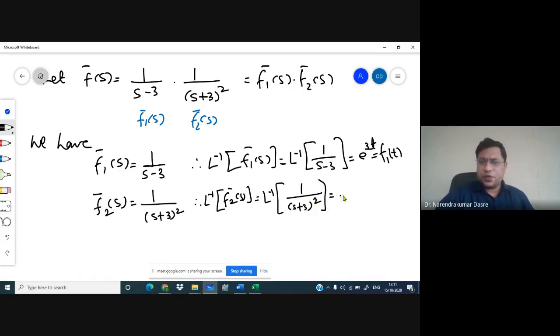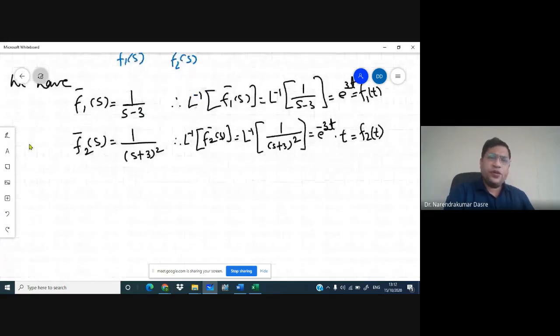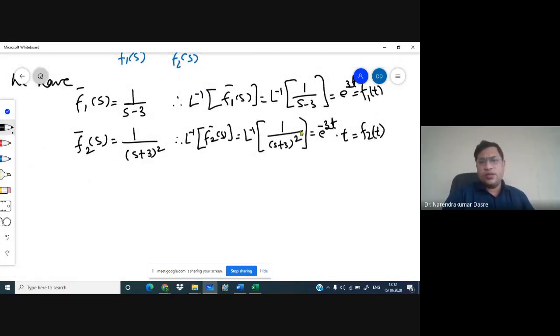First we have to use the shifting property. So this is e raised to minus 3t because we have plus 3 here, and then it will become s square, and the Laplace inverse of 1 upon s square is t. So this is f2 of t. Okay, so we got f1 and we got f2. Now we have to use the convolution theorem. So we can say by convolution theorem.